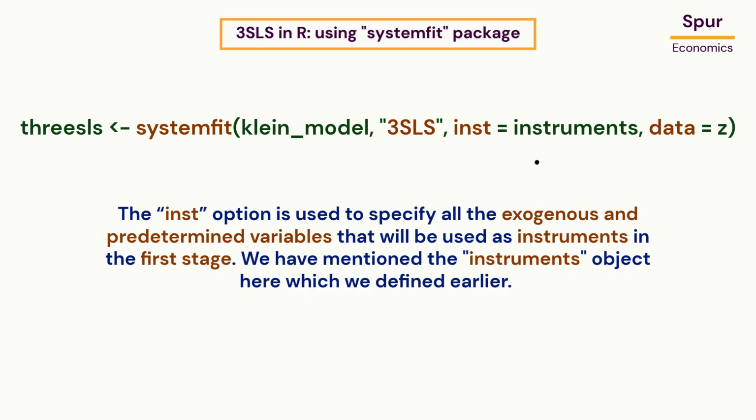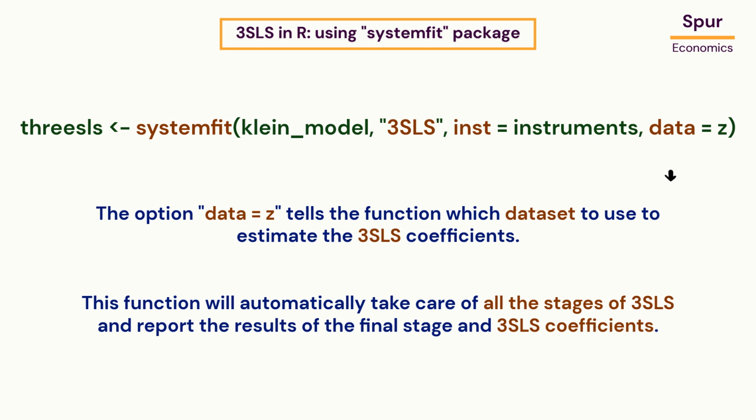The inst option is used to specify all the exogenous and predetermined variables that will be used as instruments in the first stage. We have mentioned the instruments object here, which we defined earlier. The option data is equal to z tells the function which dataset to use to estimate the 3SLS coefficients. This function will automatically take care of all the stages of 3SLS and report the results of the final stage and 3SLS coefficients.